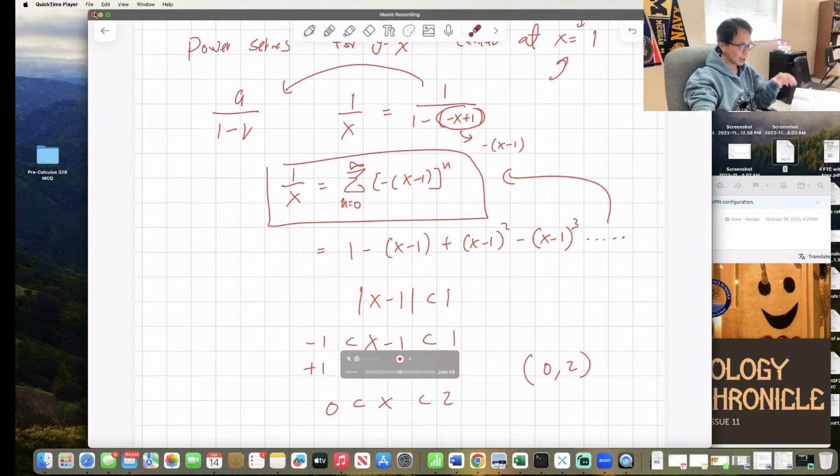Interestingly, if you really want to find the power series representation of natural log of x, you can take a shortcut by just integrating both sides. You integrate both sides, and it should come out exactly the same.